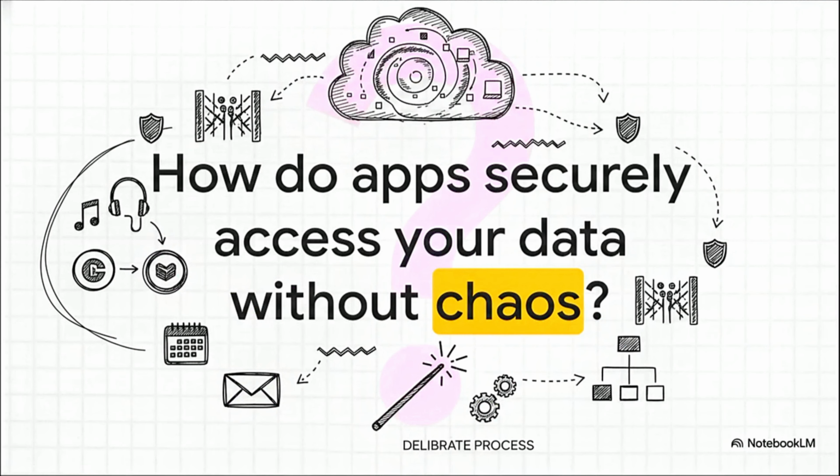I mean, really think about it for a second. Your music app can post to your social media, your calendar syncs up with your email, it all just works, right? But how does all of that happen securely? How do you prevent total chaos with apps grabbing data they're not supposed to? It honestly feels a bit like magic, but I promise you, it's a very, very deliberate system.